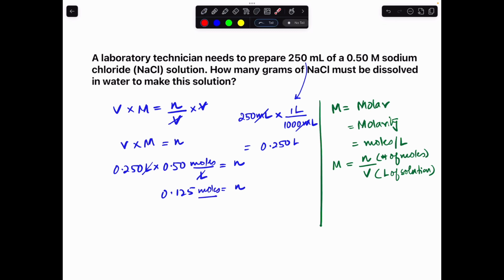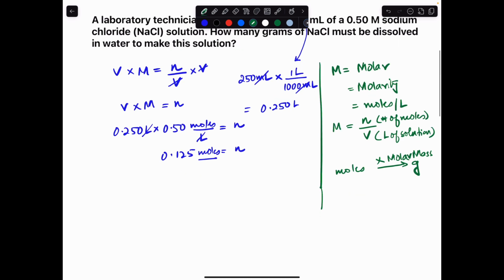We have moles. Now the question is how many grams. So the next thing we need to do is convert moles to grams. To convert moles to grams, we need the molar mass. When you go from moles to grams, you want to multiply with the molar mass. To do that, we need to first calculate the molar mass.